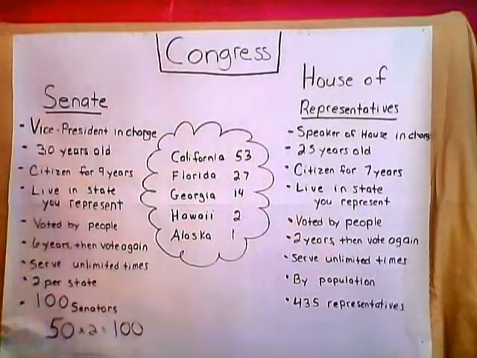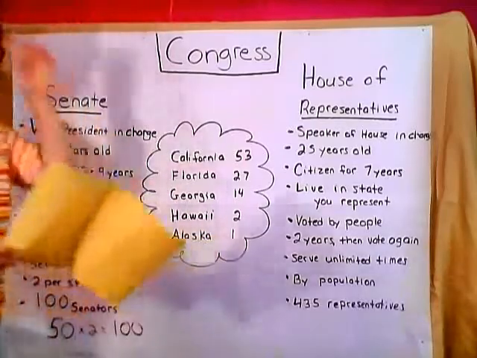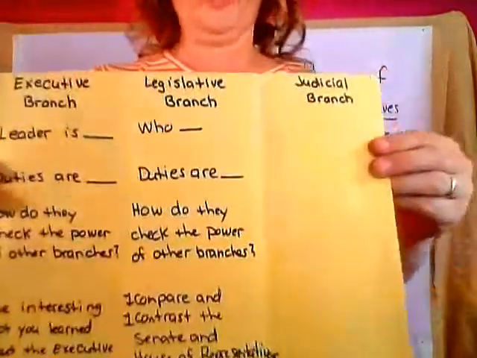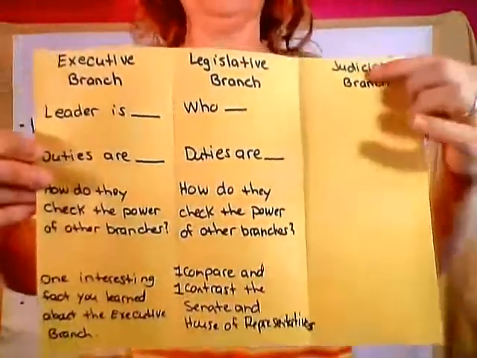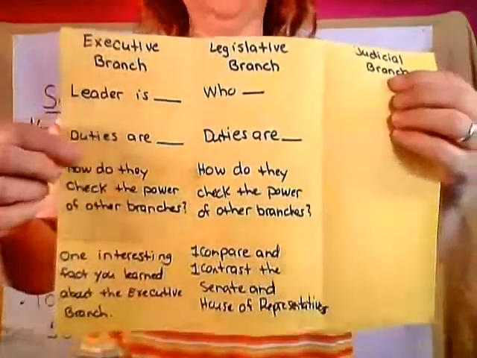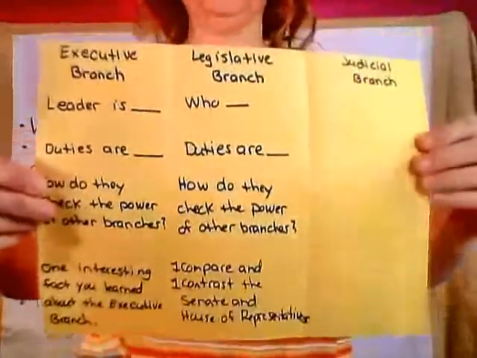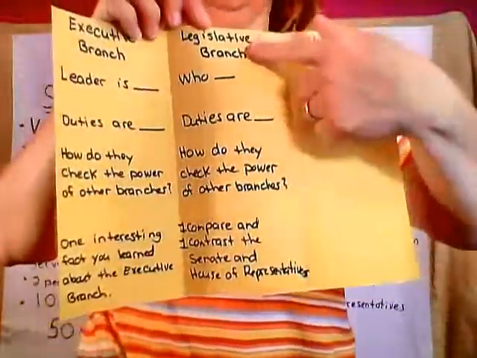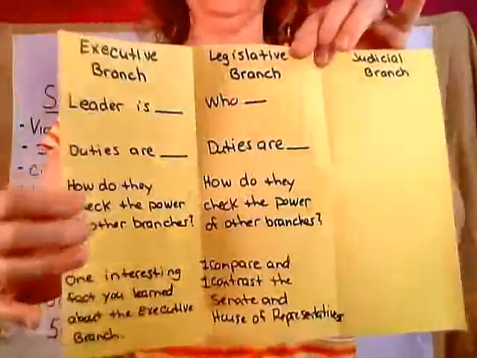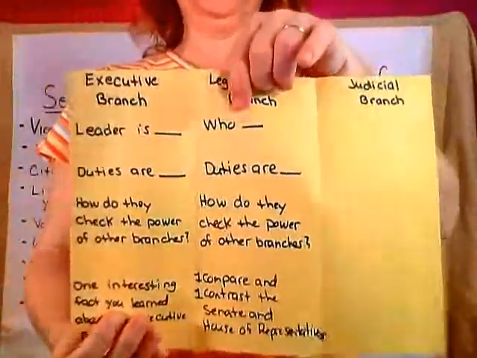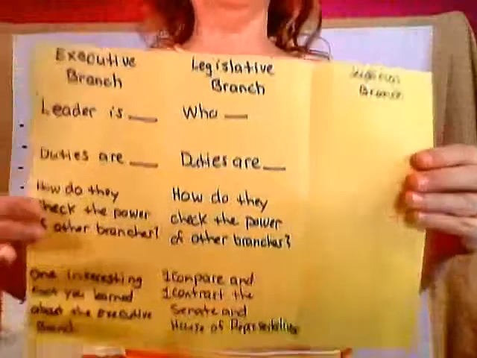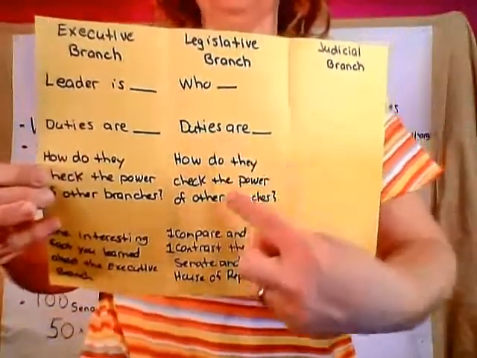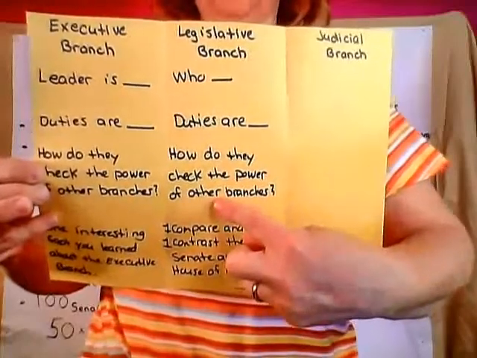All right, last thing I want to talk to you about is our assignment for today. Okay, here is our trifold that we've been talking about. There we go. On Tuesday we did the executive branch. Okay, and you took a picture and sent it into your homeroom teacher. Awesome. Thank you all for doing that. Today we're going to do the legislative branch. This time I want you to tell me who is in the legislative branch. What were the people, or what are the names of the groups of the people that are in the legislative branch? What are their duties? How do they check the powers of the other branches?